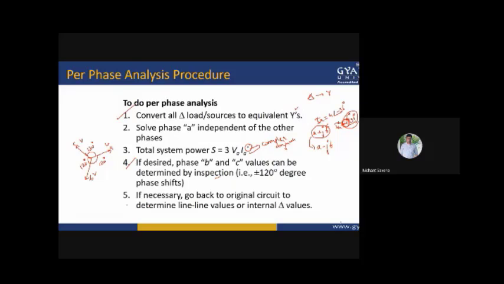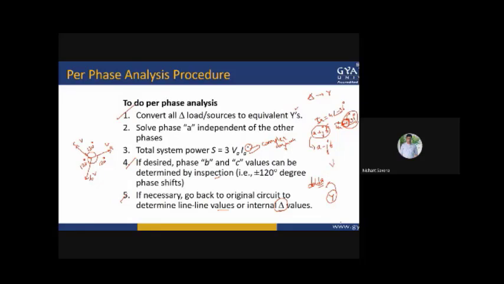Next, if necessary, we have to go back to the original circuit to determine the line to line values or the internal values of the delta. That is your delta connected values. First of all, we do the calculations in the star connection, and then if required, we will do the delta connections if they are needed.